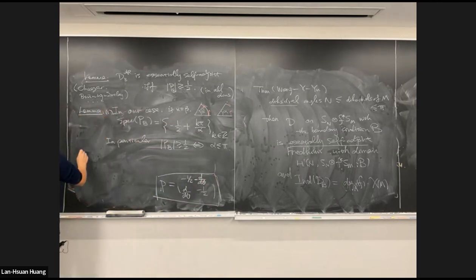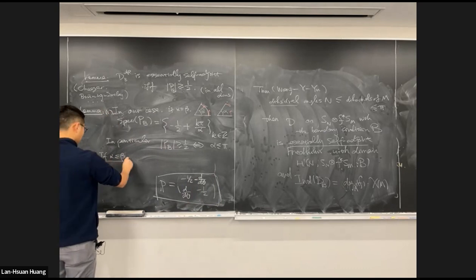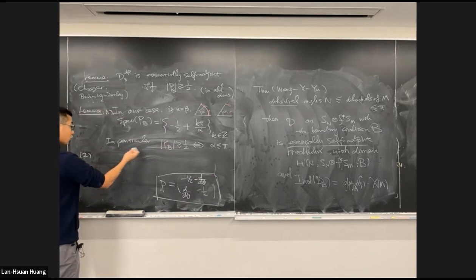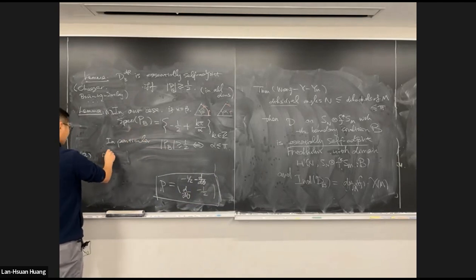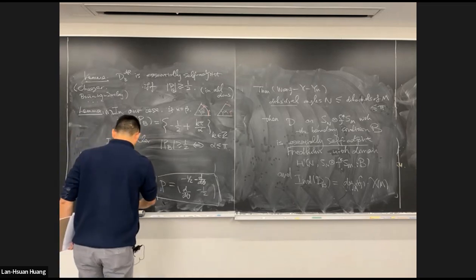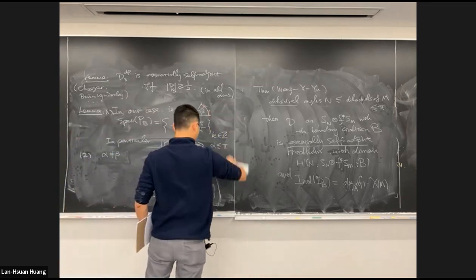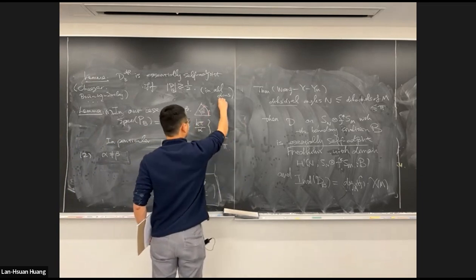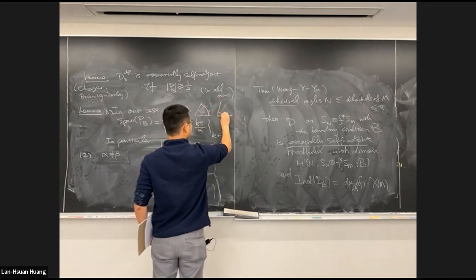So maybe this is the first case, second case. Now let's look at the general case, where alpha is not equal to beta. A typical situation we are concerned with will be something like this. This is beta.